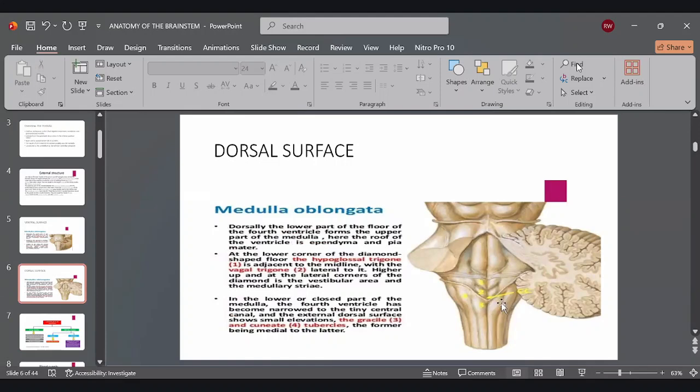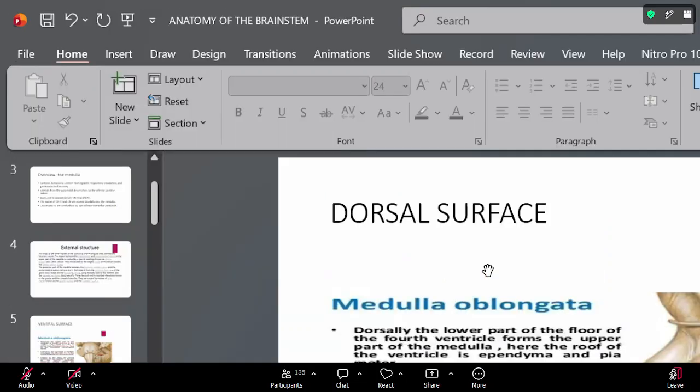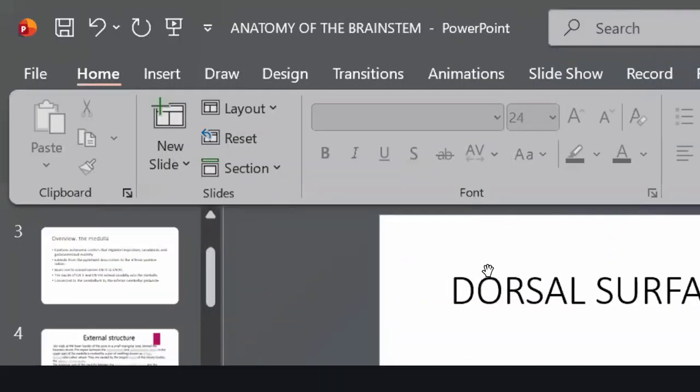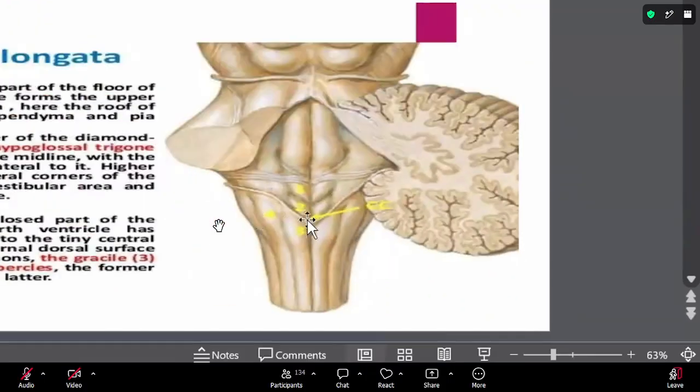Then at the lower corner of the diamond, what we call the trigone, is adjacent to midline with vagal trigone. Then secondly, lateral to it, we are able to see the vestibular area and medullary striae. So those are some structures you're able to see. Then you have the gracile and cuneate tubercles. This is what we call the tubercles. These foldings, what we call the tubercles.